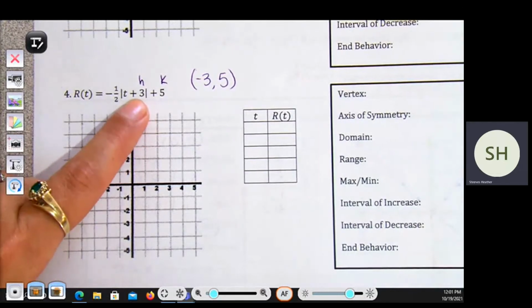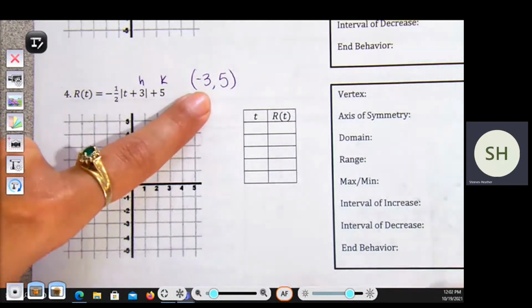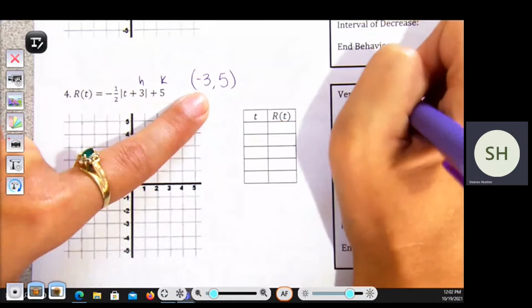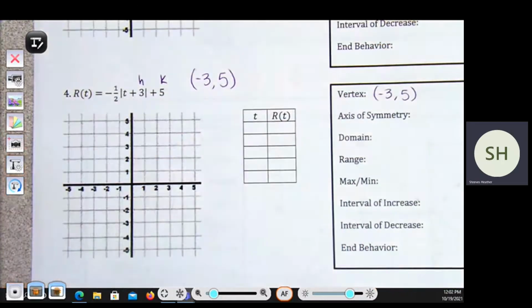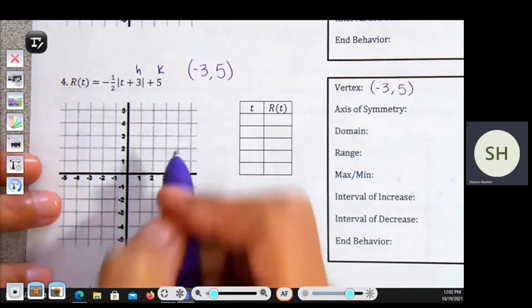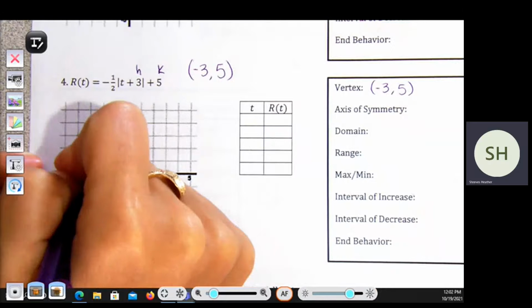So if it says +3, it's really a -3. If it says +2, then it's a -2. So that means our vertex is -3. Yeah, so our vertex is -3, 5. The axis of symmetry is -3. Yeah, and it's opening down.